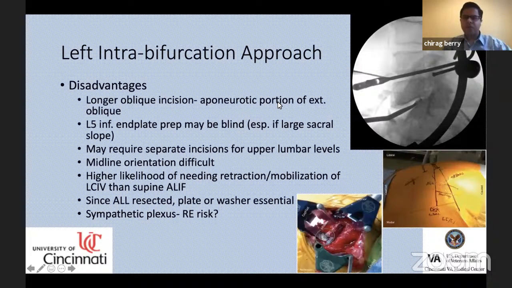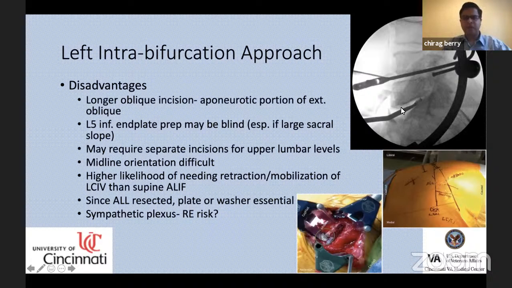Secondly, you have to prepare your L5 end plate with curved instruments such that you might not be able to visualize this L5 inferior end plate. And a lot of this preparation could be blind, especially in patients with a large sacral slope. If there's a large sacral slope, your incision might just not go inferior enough to visualize this L5 end plate. So this preparation can be blind.